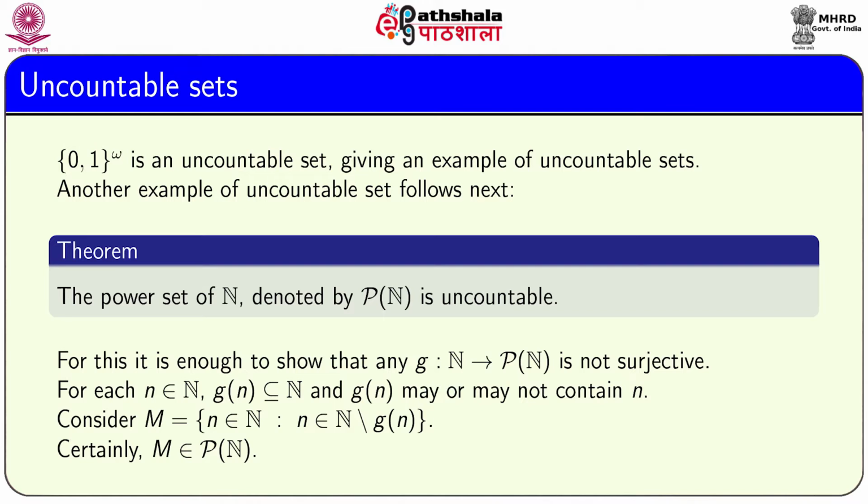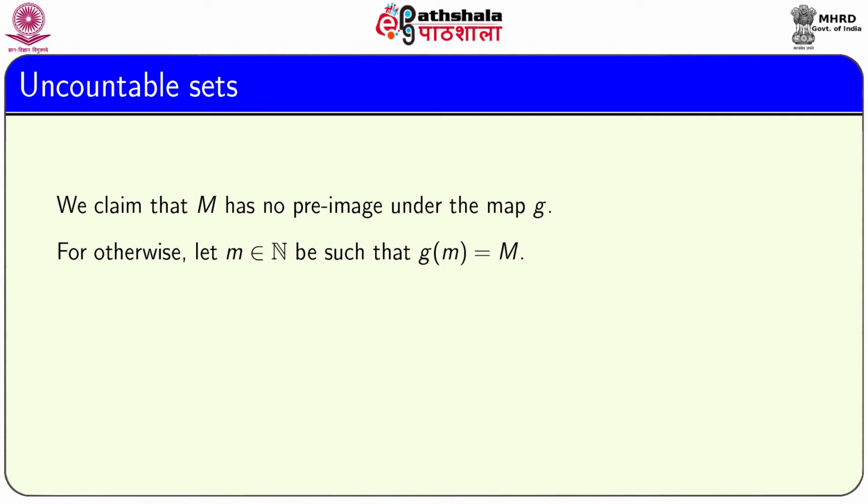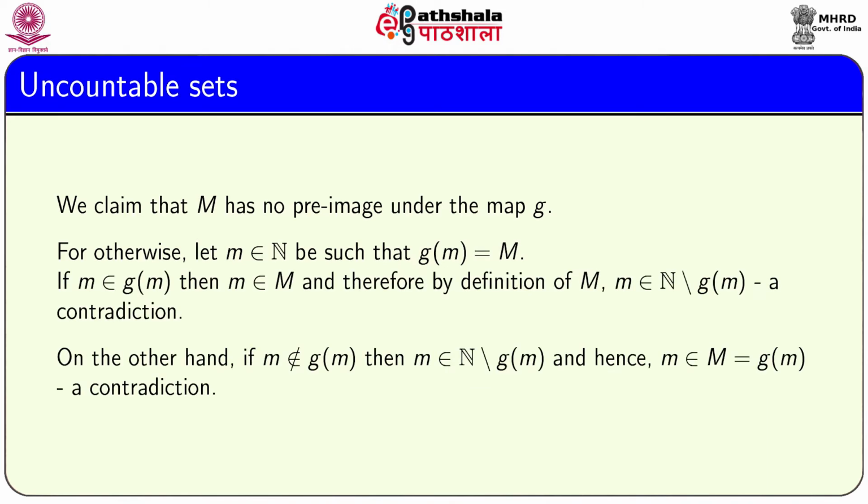Certainly, M is a subset of capital N and thereby a member of power set of N. We claim that M has no pre-image under the map G. For otherwise, let m belonging to N such that G m is equal to capital M. If m belongs to G m, then m belongs to capital M, and therefore, by definition of capital M, m belongs to N minus G m, which is a contradiction. On the other hand, if m does not belong to G m, then m belongs to N minus G m, and hence m belongs to capital M, which is equal to G m, a contradiction.